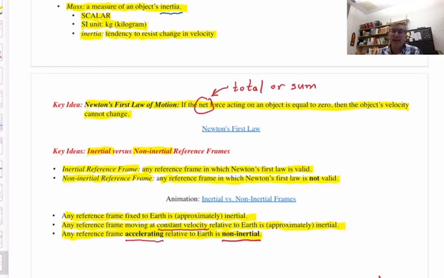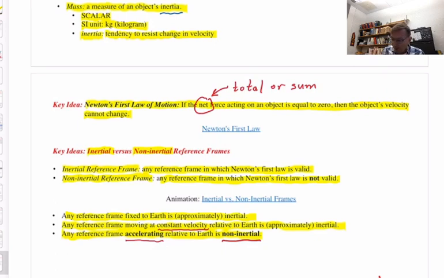Frame B in the animation I just showed you was an example of a non-inertial frame. Because of the springs that were causing frame B to oscillate back and forth, frame B was accelerating relative to the Earth. And we saw in frame B that Newton's first law wasn't valid. Okay, so we're always going to be applying Newton's first and second laws, doing dynamics in what are called inertial reference frames, one fixed to the Earth, the ground, or a frame moving at constant velocity relative to the Earth.